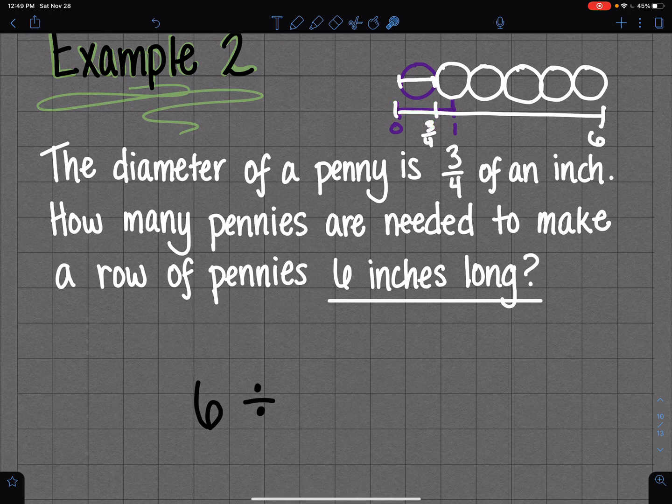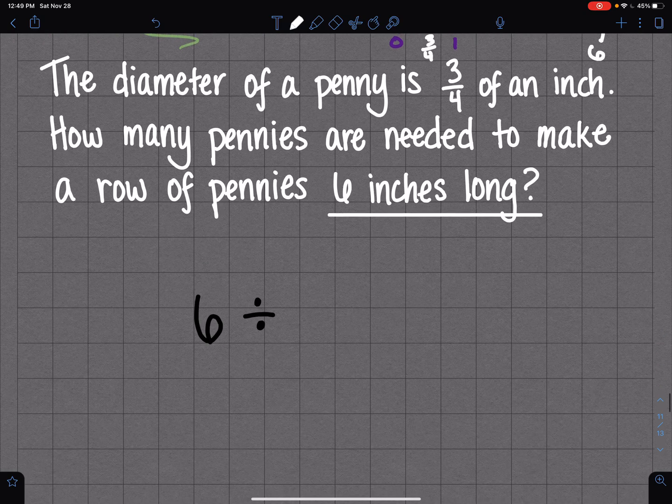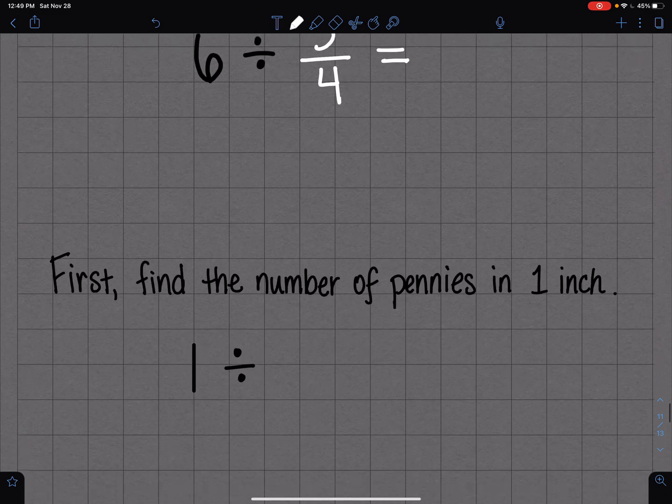So it wants to know how many 3/4 are in the number 6. How many 3/4 are in the number 6? And then you would figure out how many pennies make that row. So the question is asking, what is 6 divided by 3/4? But we haven't learned how to do these problems yet. So what you're going to do is divide it into steps, okay?